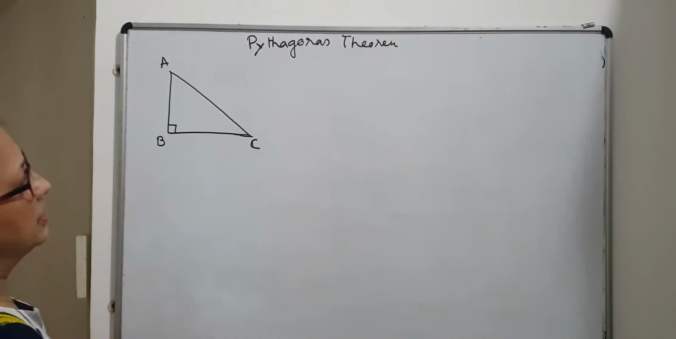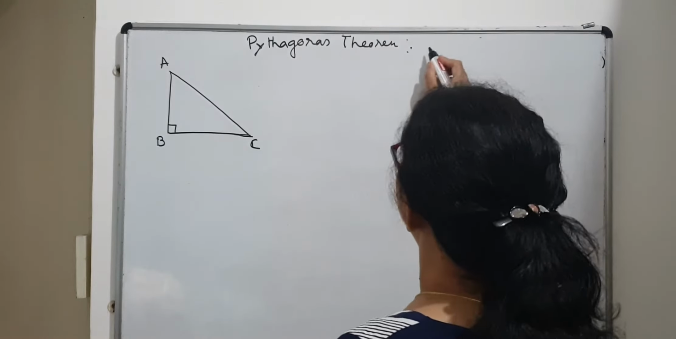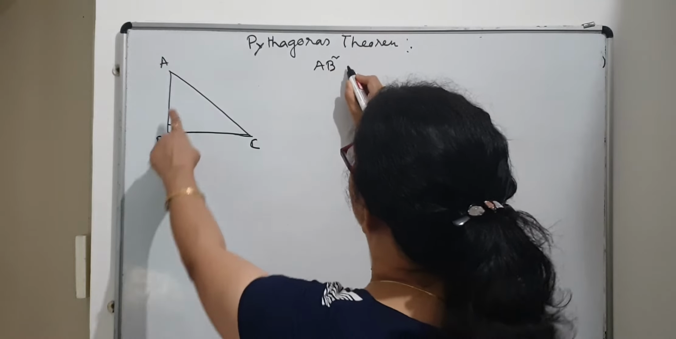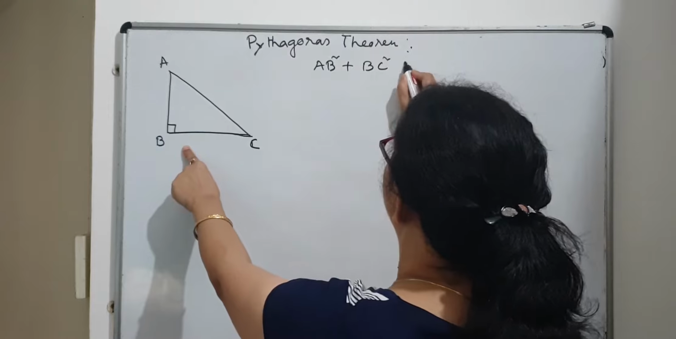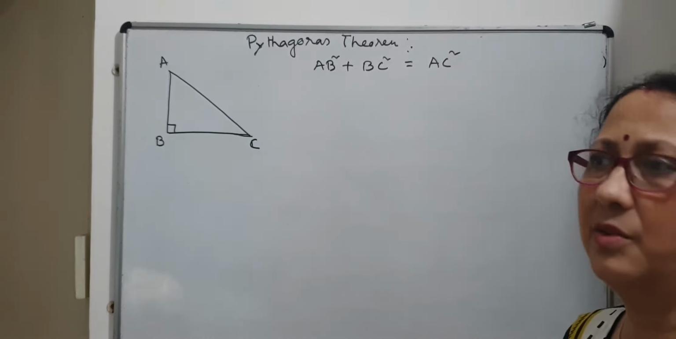This theorem states that the square of the hypotenuse is equal to the sum of the squares of the other two sides. So the statement is, in a right triangle, the sum of the squares of the two sides, AB square plus BC square, is equal to the square of the hypotenuse. This is the statement, you know.